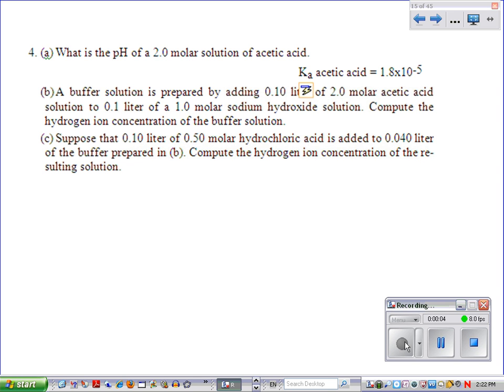We are going to continue doing buffer problems. These next few problems that you're going to see are prime examples of how you're going to see them on the AP exam. So one problem, multiple letters. Each one starts out easy and it gets more and more difficult as you go through the problem.